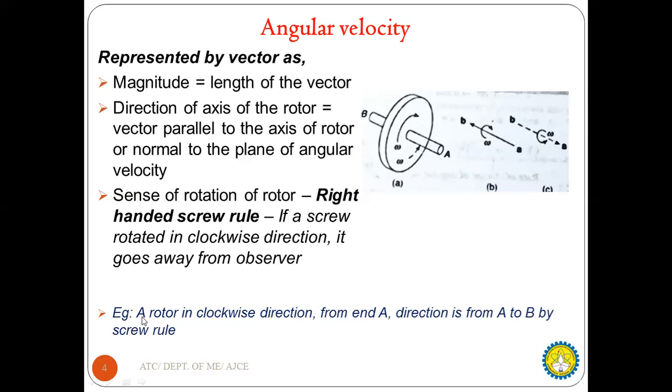For example, a rotor rotating in the clockwise direction as seen from end A. This is an example from end A. The direction is from A to B, by the right-hand screw rule. Here it is rotating in the clockwise direction, so this is a vector directed from A towards B.